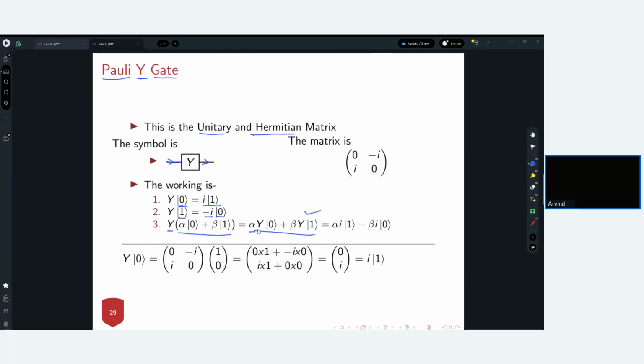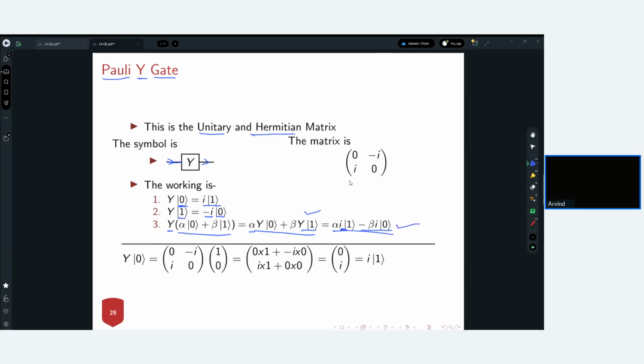And when we apply Y over the ket 0, what we will get is i times ket 1. And when we apply Y over the ket 1, we will get minus i times ket 0. So that's why the superimposed state is converted into one in which the coefficients of alpha and beta are interchanged, and the term that we will get is alpha times i times ket 1 minus beta i times ket 0. So this is the working of the Y gate.